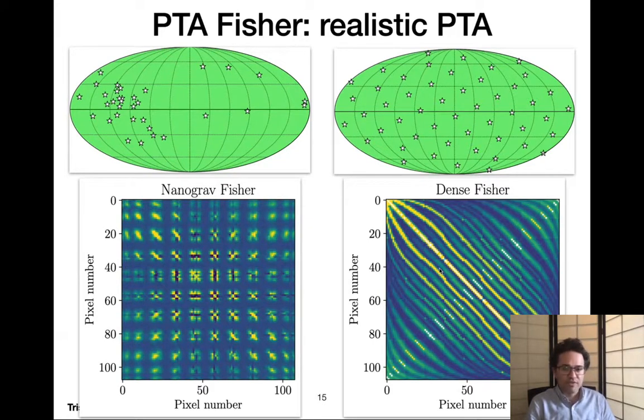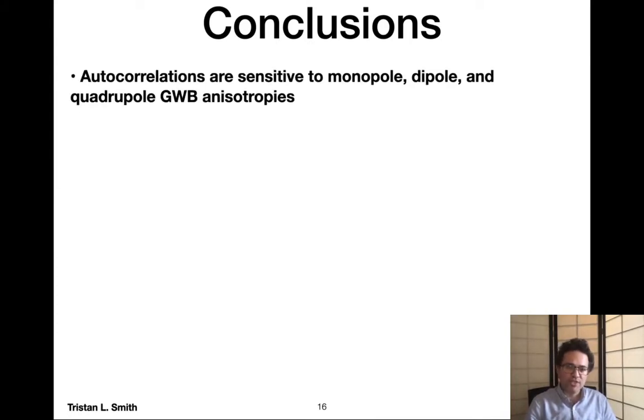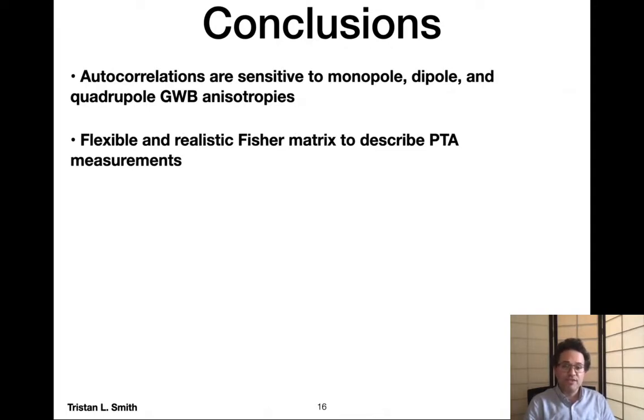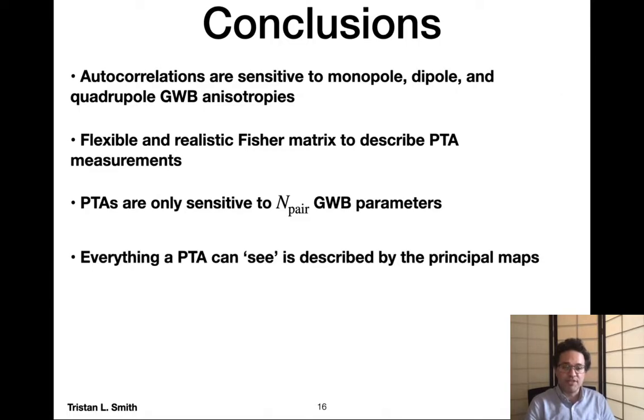So let me summarize with the key points from my talk. The first, which might have gone by too quickly, but I want to emphasize here, what we've shown explicitly is that autocorrelations are sensitive to not only the monopole, but also the dipole and quadrupole of a gravitational wave background. We've presented a flexible and realistic Fisher matrix to describe PTA measurements. And from this Fisher matrix, we can show that PTAs are only sensitive to a finite number of gravitational wave background parameters, in particular n pair, the number of unique pairs of pulsars in the PTA.